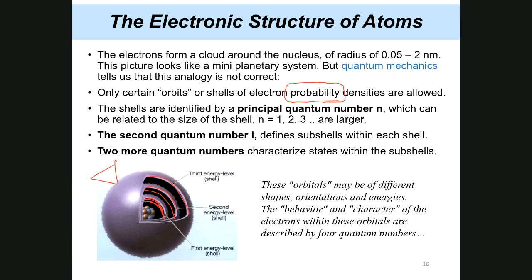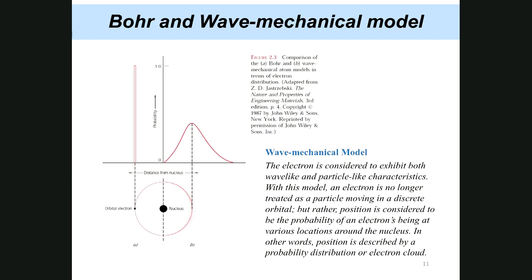The shells are identified by the principal quantum number, which can be related to the size of the shell. The first energy level is n equals 1, the second is n equals 2, n equals 3, and so on. These shells are broken into many subshells, which we will learn about later in this lecture. They are called the second quantum number. There are also two more quantum numbers that characterize the state of these subshells. What I'm trying to say is that there is a specific distance that an electron can occupy, which is governed by the laws of quantum mechanics.